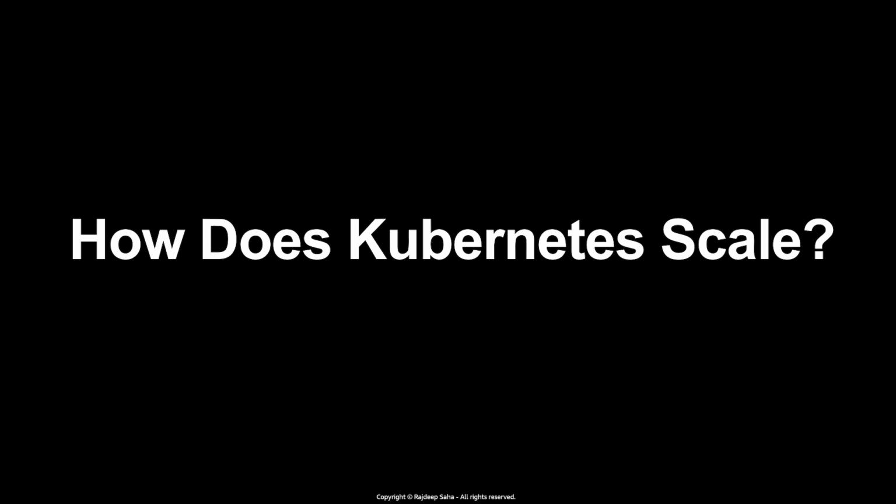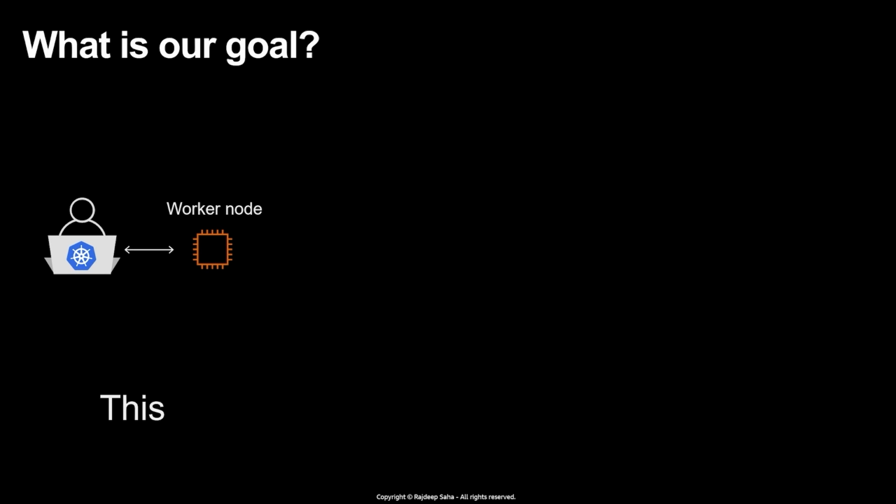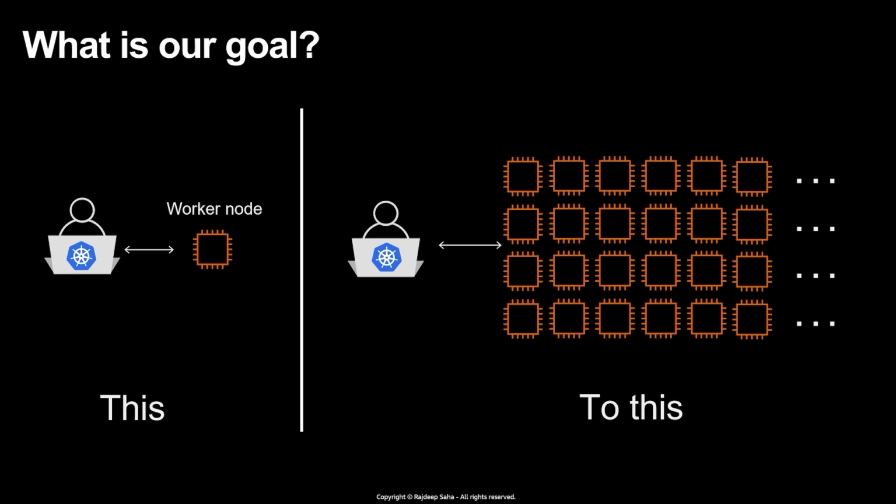Let's start by understanding how do Kubernetes clusters scale. What are we really trying to do at the end of the day? Well, your application is running in a Kubernetes cluster in a worker node running in a data plane. As the traffic increases, all we are trying to do is going from left to right, scaling from one EC2 instance to multiple EC2 instances, running your workload and serving a higher amount of traffic.